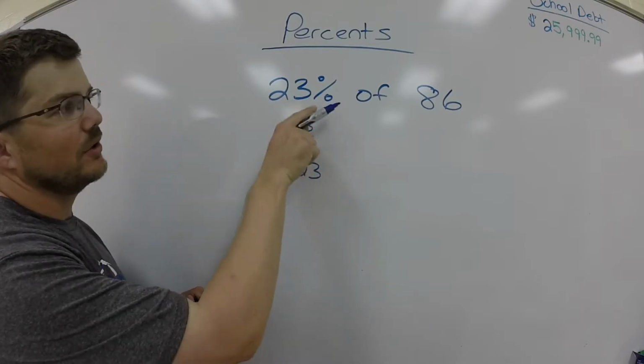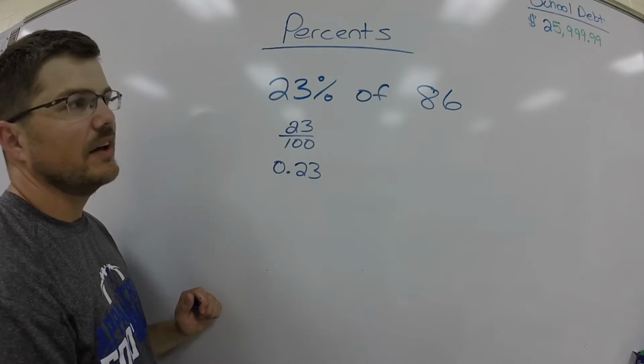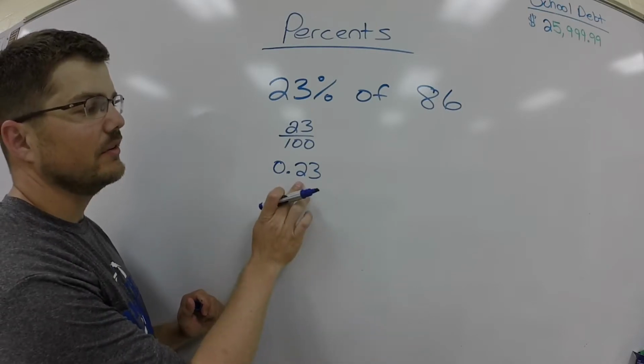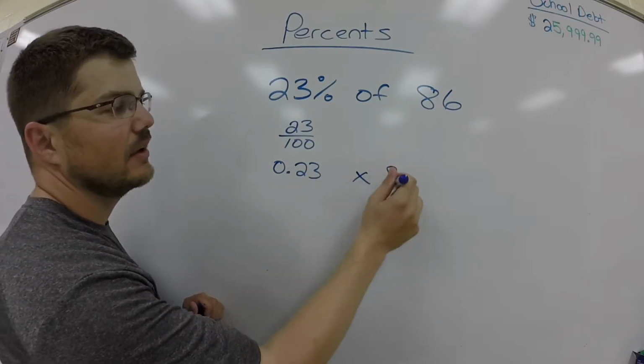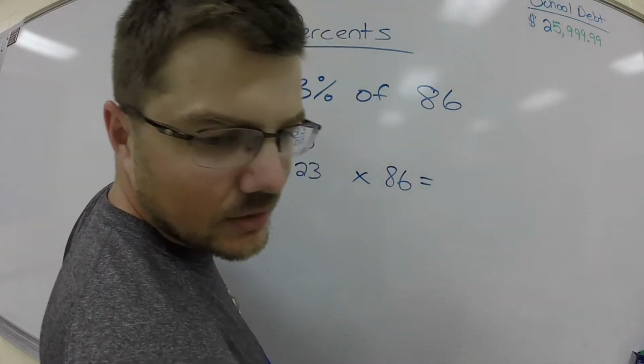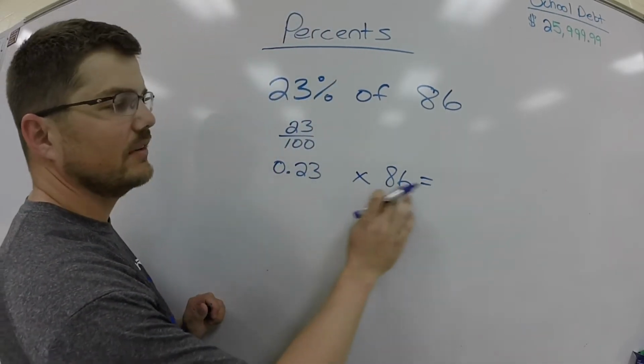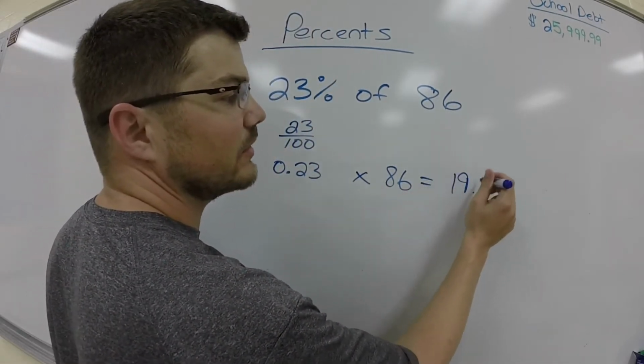0.23. So really when you say a percentage, you can just move the decimal twice to the left. And to find this real fast, we'll do 0.23 times 86, and this gives us 19.78. 0.23 times 86 is 19.78.